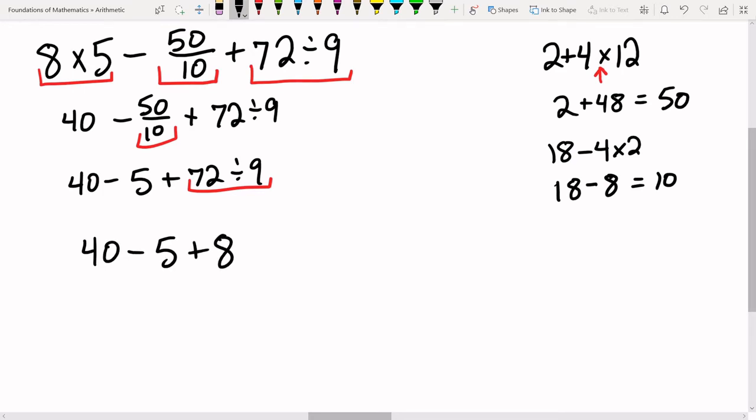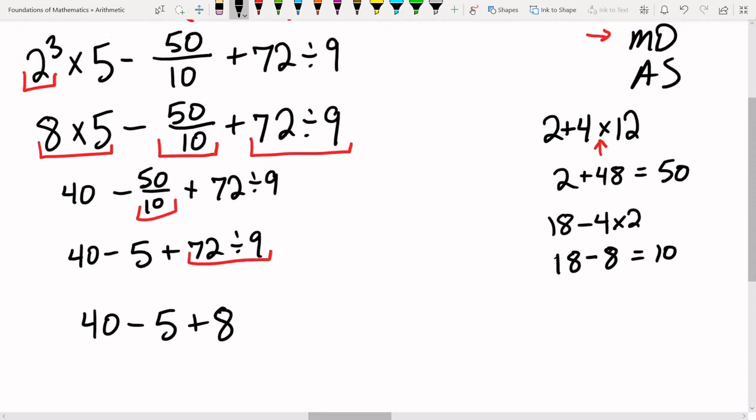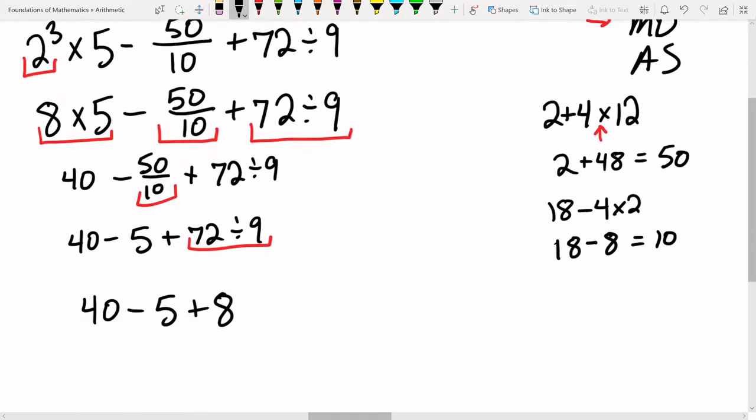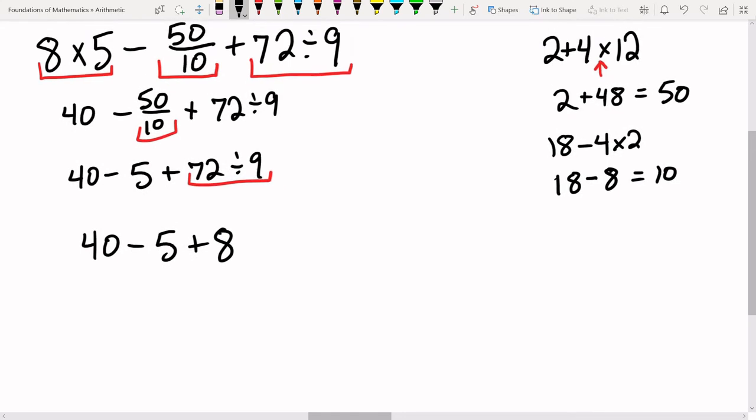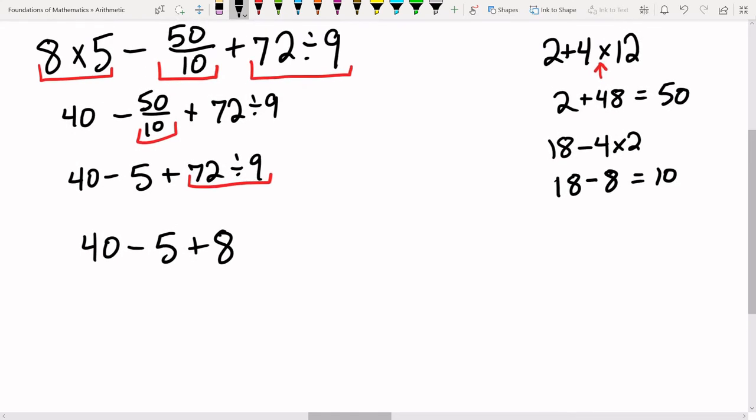And so we're done with multiplication and division. The last thing on the order of operations is addition and subtraction. And you see we have both addition and subtraction here, but we always work left to right. So the first thing I'm going to do is the first thing I hit going left to right, which is the 40 minus 5. 40 minus 5 is 35. And 35 plus 8 is the very last operation. That gives 43.